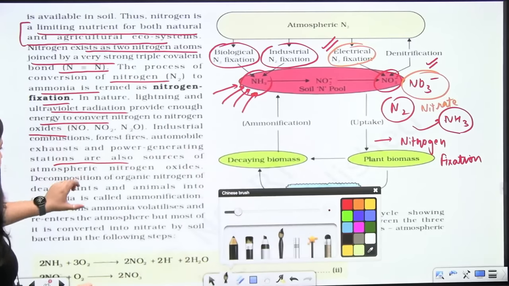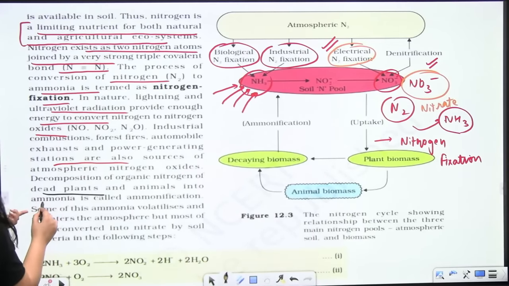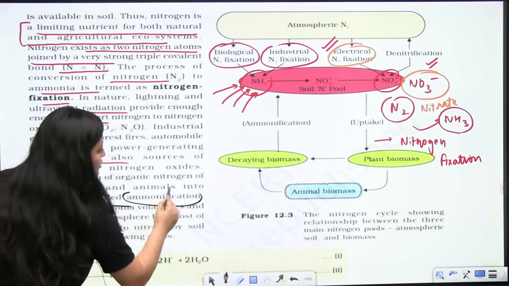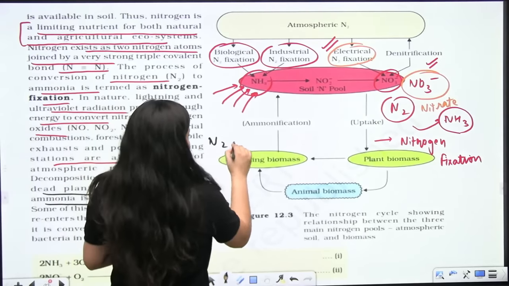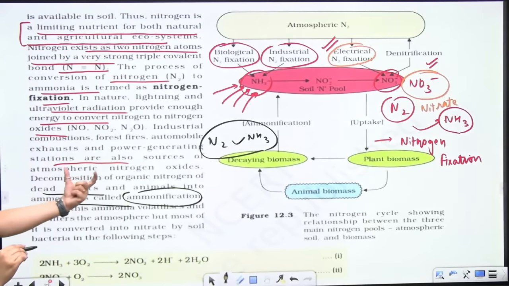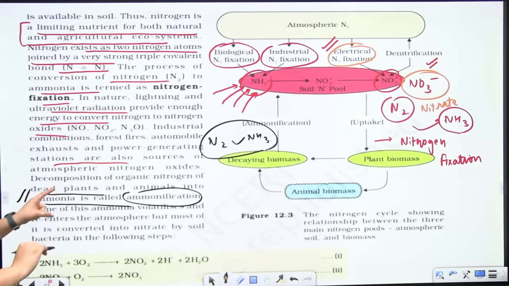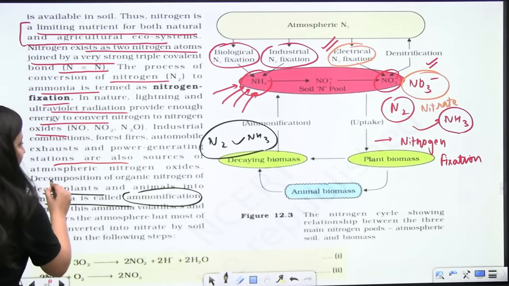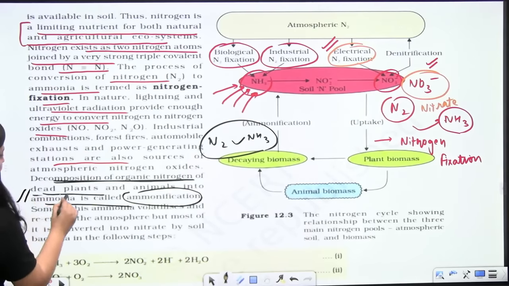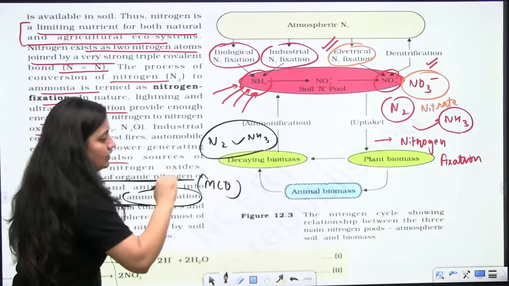Now this reaction. Decomposition of nitrogen of dead plants and animals into ammonia is ammonification. If N2 forms ammonia, it is nitrogen fixation, but when organic nitrogen of dead plants and animals is converted to ammonia, it is ammonification. You really need to differentiate that. Decomposition of organic nitrogen of dead plants and animals is ammonification, another important MCQ.